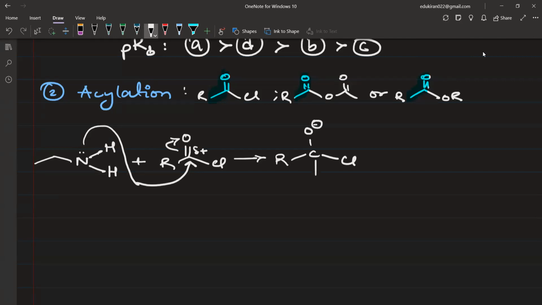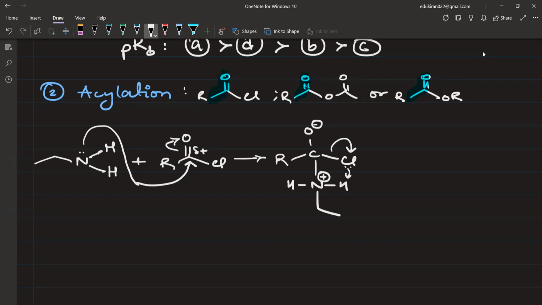Now this carbon atom will be attached with nitrogen. This nitrogen has two hydrogens, and it also has an ethyl group, two carbon atoms like this. Now nitrogen will get a positive charge. This nitrogen atom will lose one of its hydrogens, because chlorine is here. Chlorine will leave from here and attack the hydrogen.